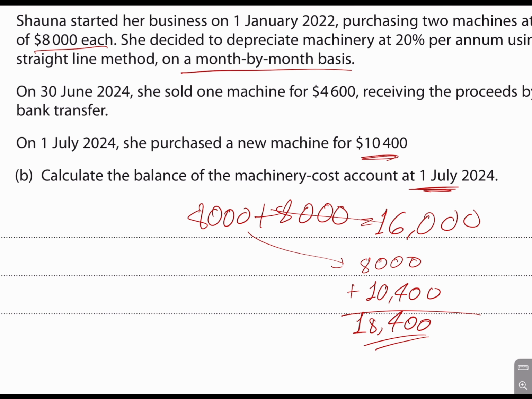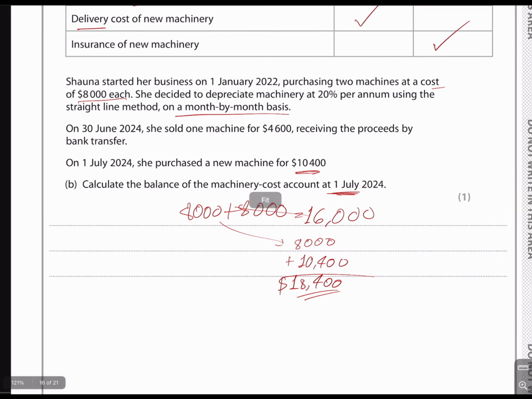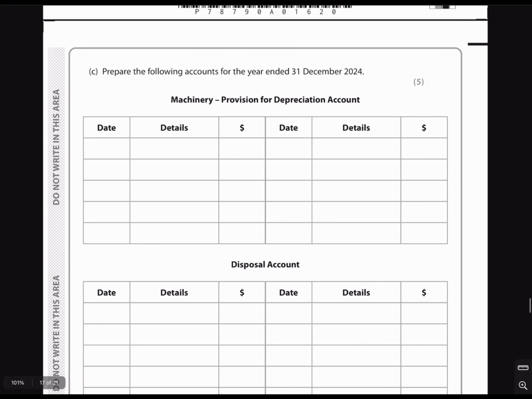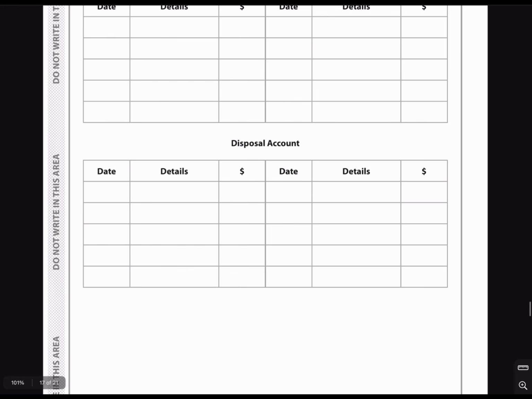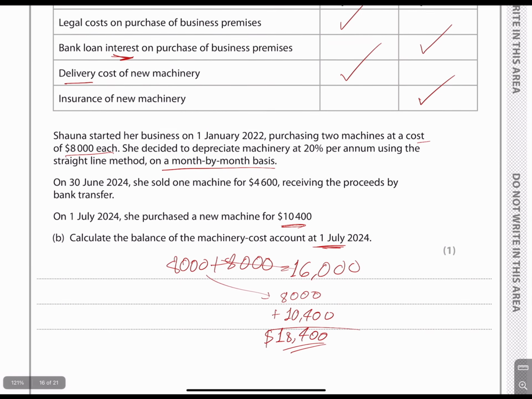Why have we deducted this? Because by the time it was 1 July, she sold one of her assets. So that's the balance on the cost account. All right. So next up we have the provision for depreciation account and disposal account. Now disposal account, let's do the disposal account first.